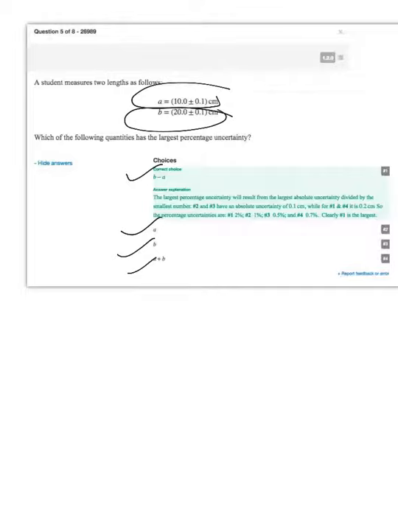B minus A. Let's think about our rule. The rule is we're subtracting, so we're just going to add the absolute uncertainties. A on its own, easy. B on its own, easy. And A plus B is the same. All you have to do is add the absolute uncertainties. So those are our rules.